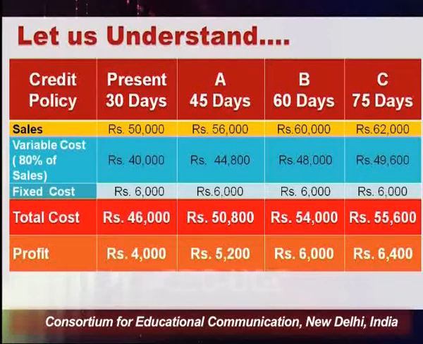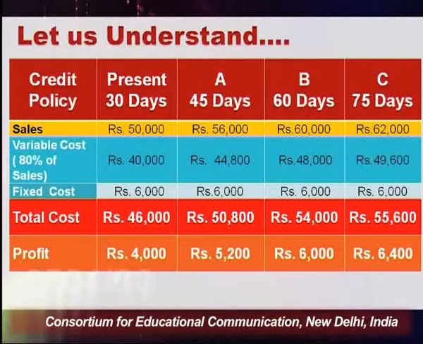For option A, when you are extending your credit period from 30 days to 45 days, it becomes rupees 50,800. For option B, it becomes rupees 54,000, and for option C, it increases to 55,600. And once this total cost is calculated, we can deduct it from sales to arrive at profit. And profit comes to be rupees 4,000, 5,200, 6,000 and 6,400.